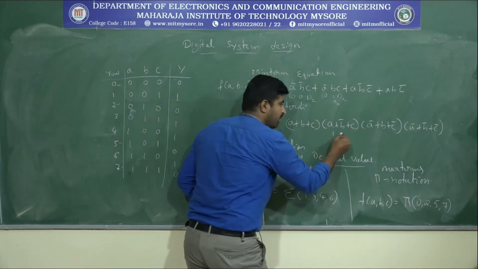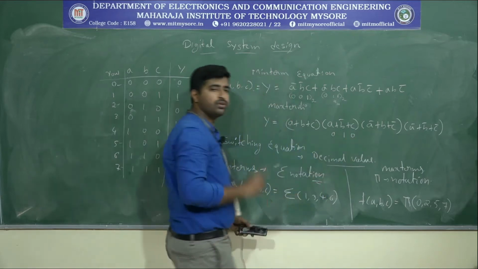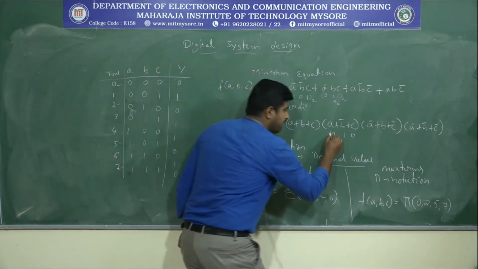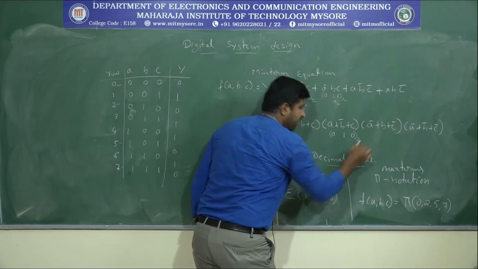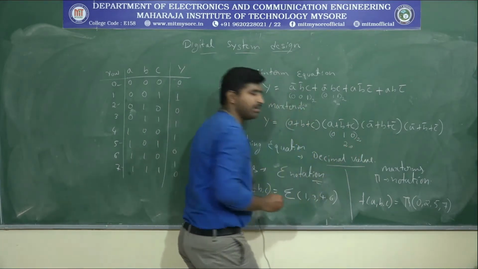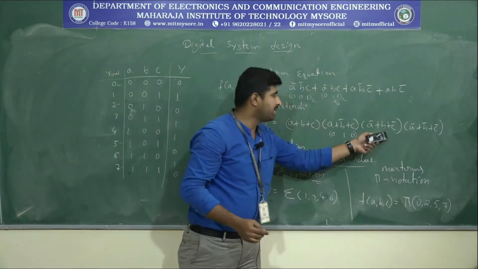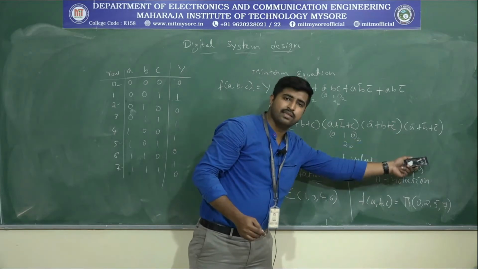Similarly, I will write here 0, that is corresponding to the max term. So that is corresponding to 0 1 0, which in binary is 2 in decimal. Right? That is what we are going to write, 0 comma 2. Similarly, this value 5 and this will be 7.